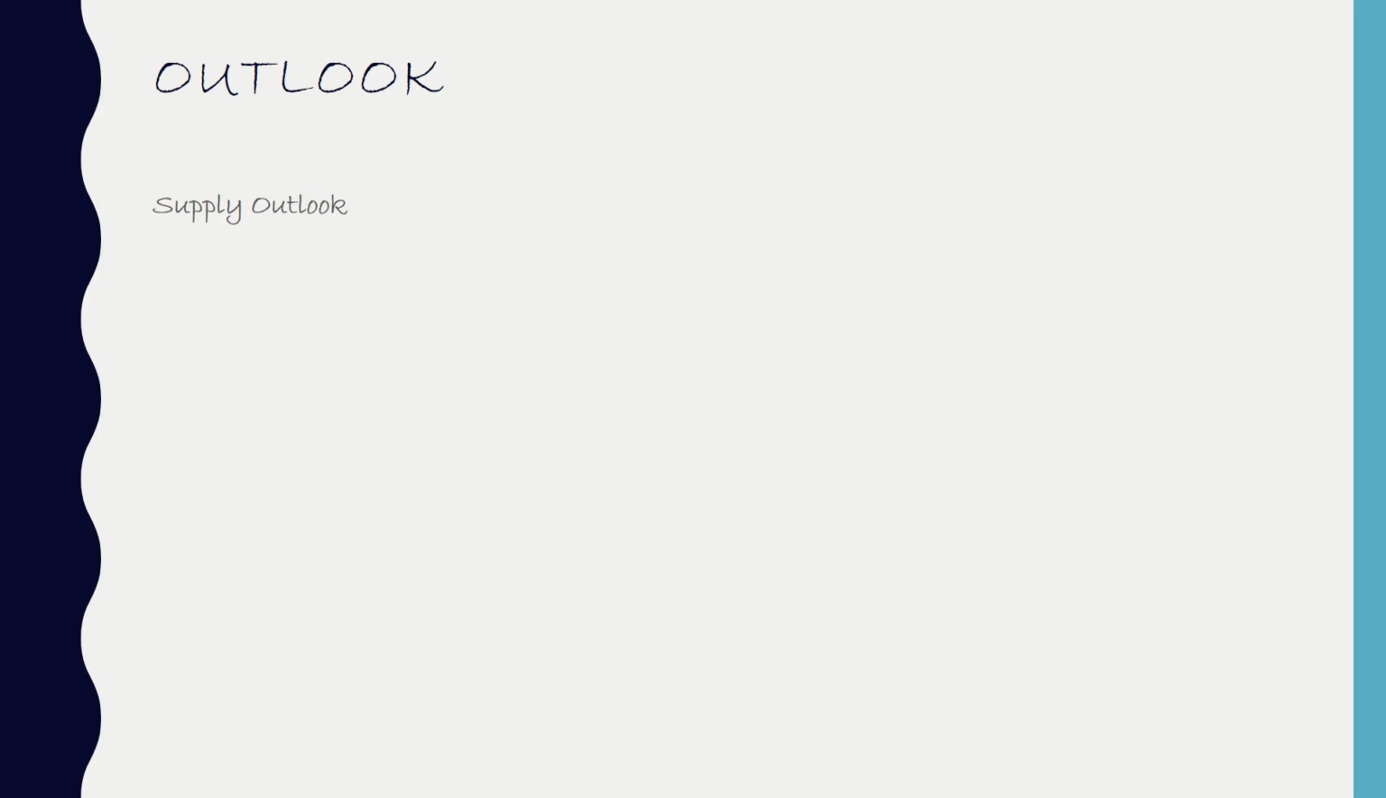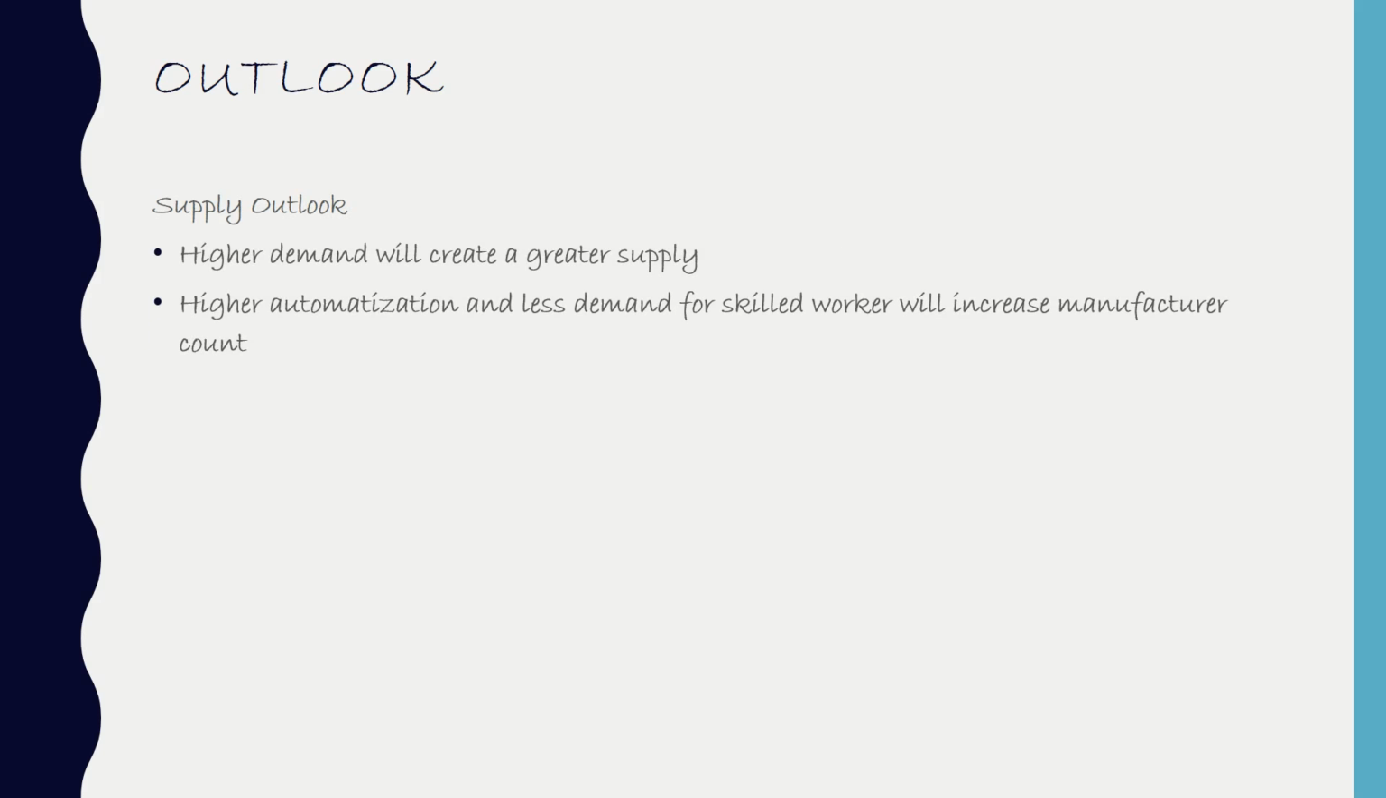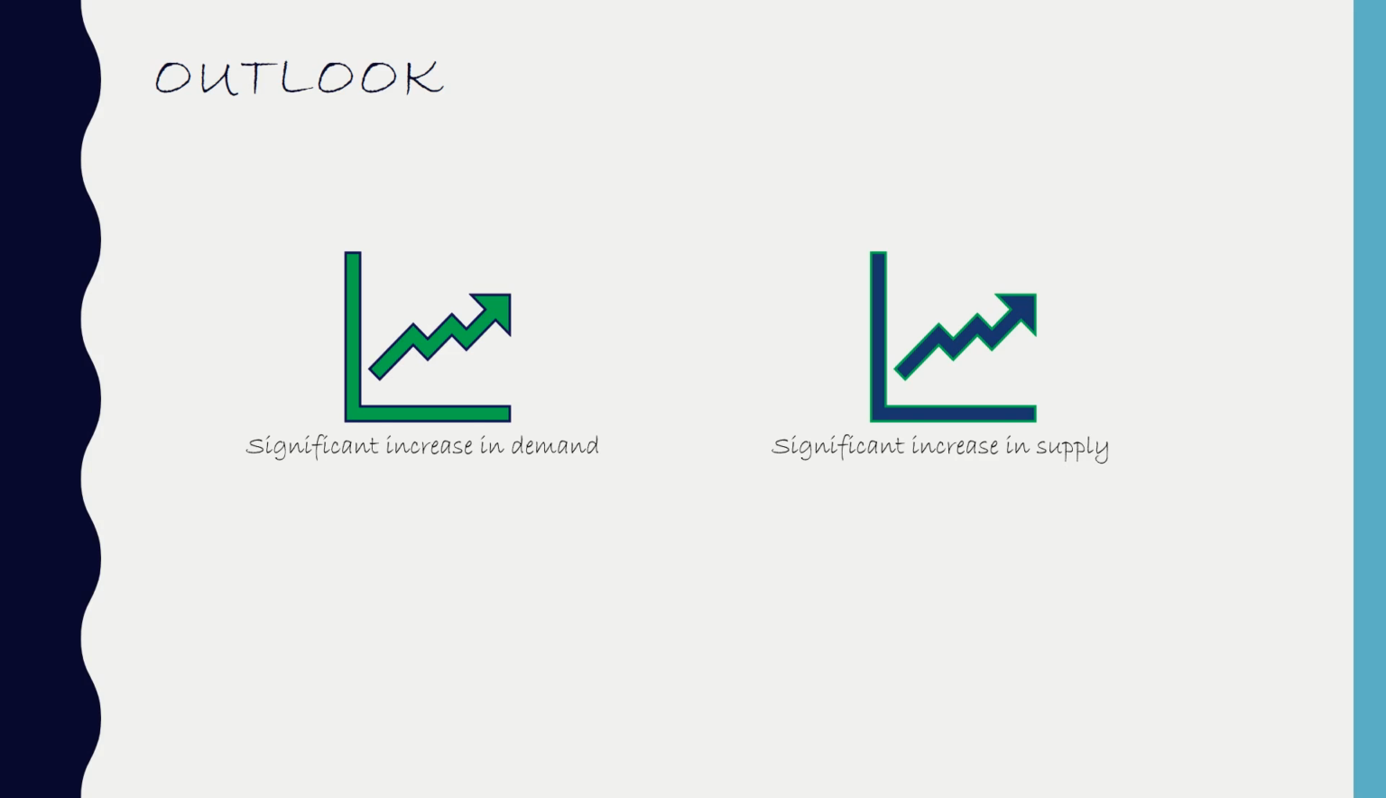If we have a look at the supply for the next 10 years, a higher demand will create a greater supply. A higher automation and less demand for skilled workers will increase manufacturer count. The advancement in LED technology will shift the focus from some suppliers towards new technologies. The advancement of LED technology is a threat for UV disinfection lamps, and probably at some stage the end of it, but this is beyond 10 years. Overall, it can be stated that the demand for UV disinfection lamps in Australia will increase significantly, and so does the supply.